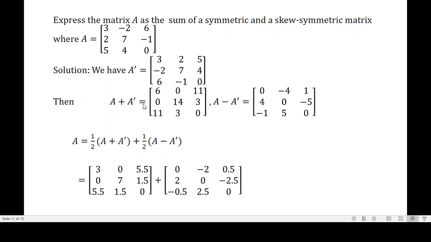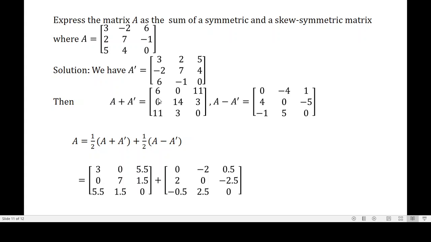Now add A and A dash. A plus A transpose is equal to, add the two matrices. How to add the matrices? We need to add the corresponding elements of A and A dash. These two matrices are of the same order, so we can add the matrices A and A dash. So by adding the corresponding elements, we get A plus A dash.